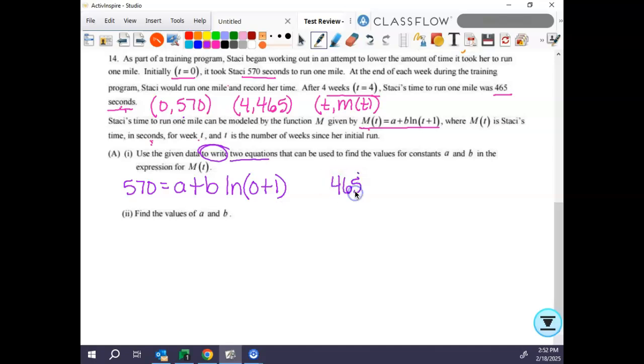465 equals A plus B, which I don't know, times the natural log of 4 plus 1. And that plus 1 is coming from right here. I'm using the equation that they gave me. That is one of your 6 points on an FRQ. Do not miss that point. Okay? It really doesn't get that much easier. Then we don't have to do anything by hand. We can do this all with the calculator, with Desmos.